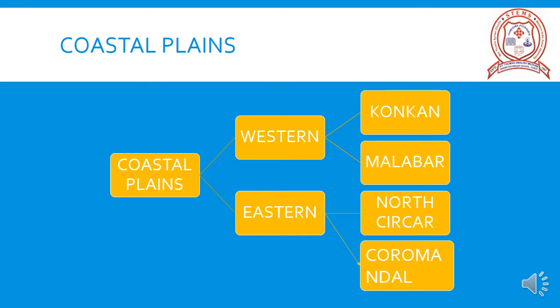Then Western Coastal Plains are divided into Konkan Coast and Malabar Coast. Eastern Coastal Plains are divided into North Sircar Coast and Coromandel Coast. East Coastal Plain is broader than West Coastal Plains. These are the differences between Eastern Coastal Plains and Western Coastal Plains.